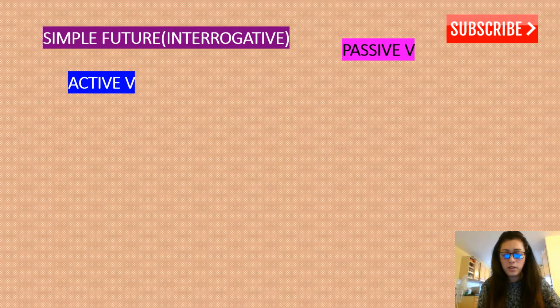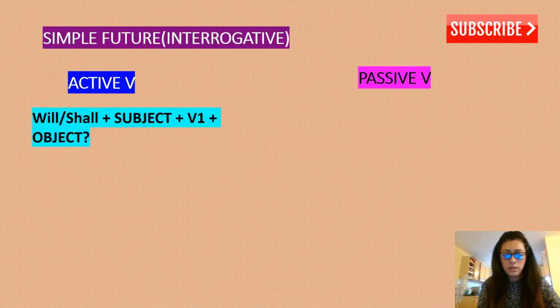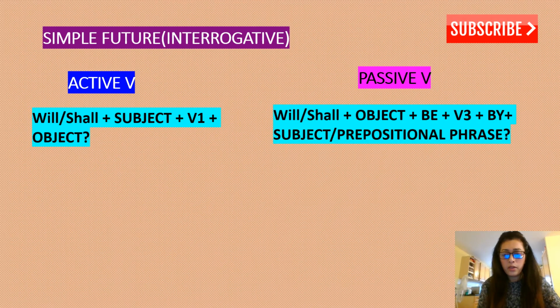And changing the same into interrogative, in the active, I'll start by saying will or shall with subject with verb first form and object with a question mark. And on the other hand, with passive, I'll say will or shall with object or be with verb third form with by and subject or prepositional phrase with a question mark.